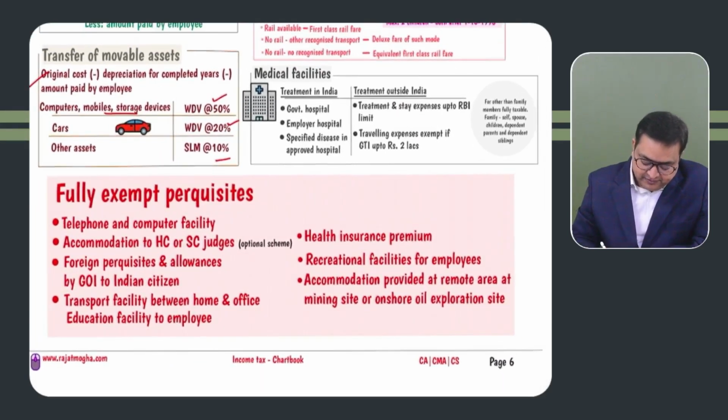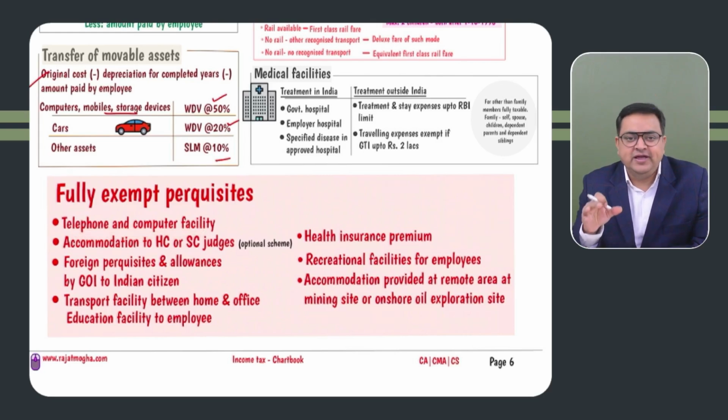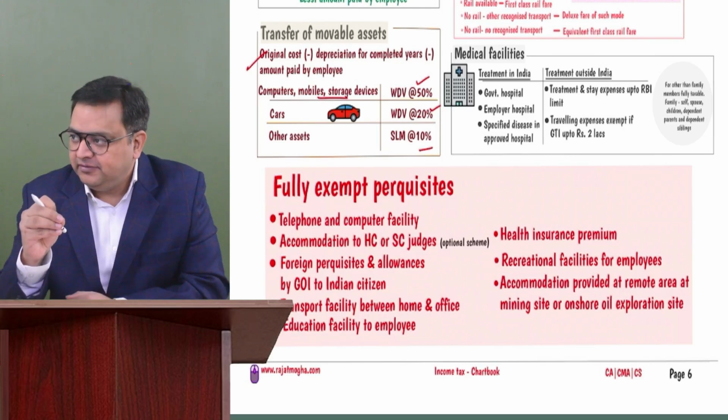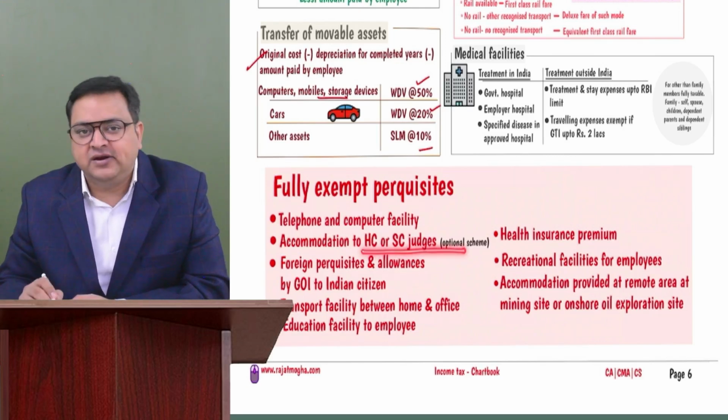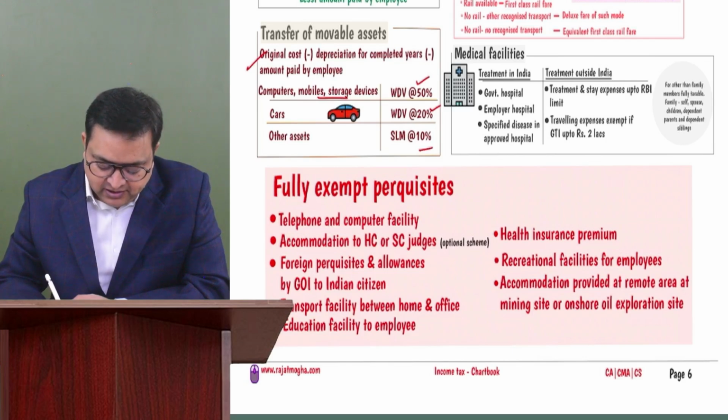Okay, fully exempt perquisites. See, telephone and computer facility. Telephone facility is a fully exempt perquisite. Computer or laptop, if provided to you, is a fully exempt perquisite. Accommodation to High Court or Supreme Court judges under the optional regime is an exempt perquisite.